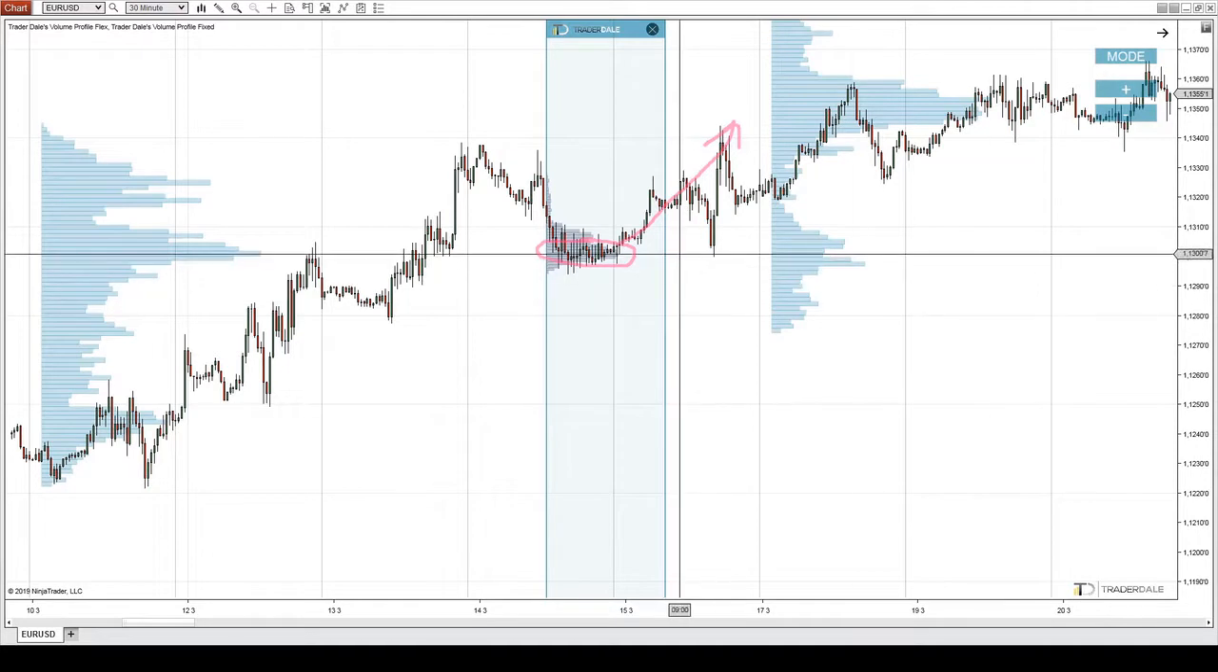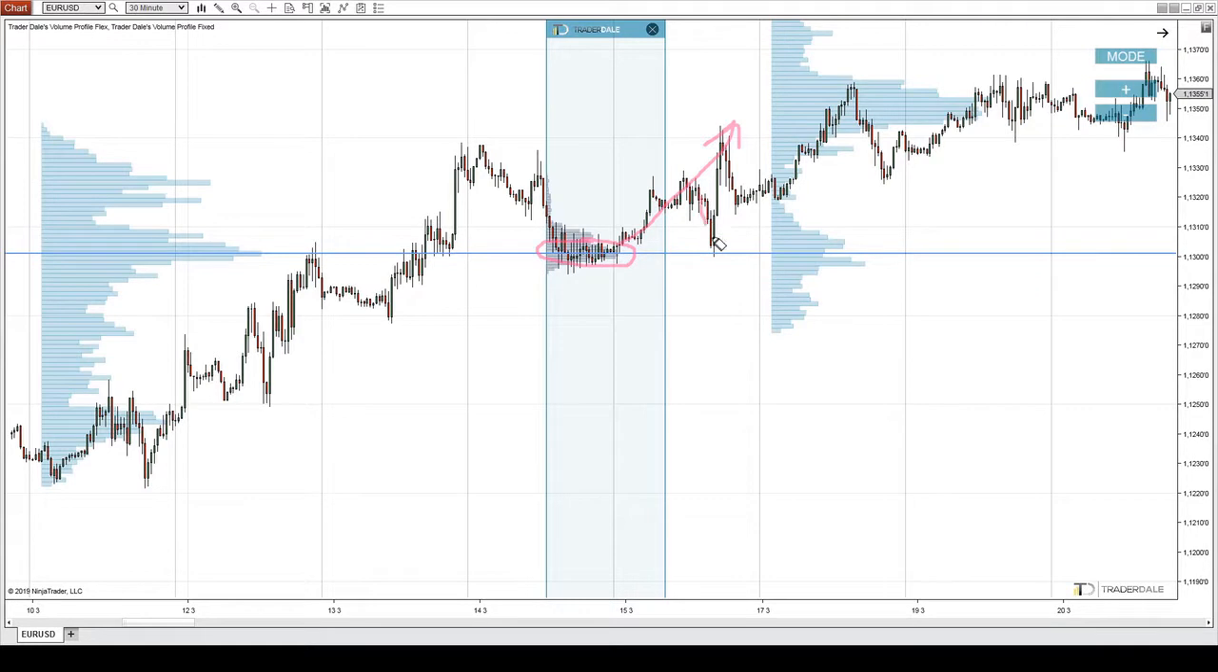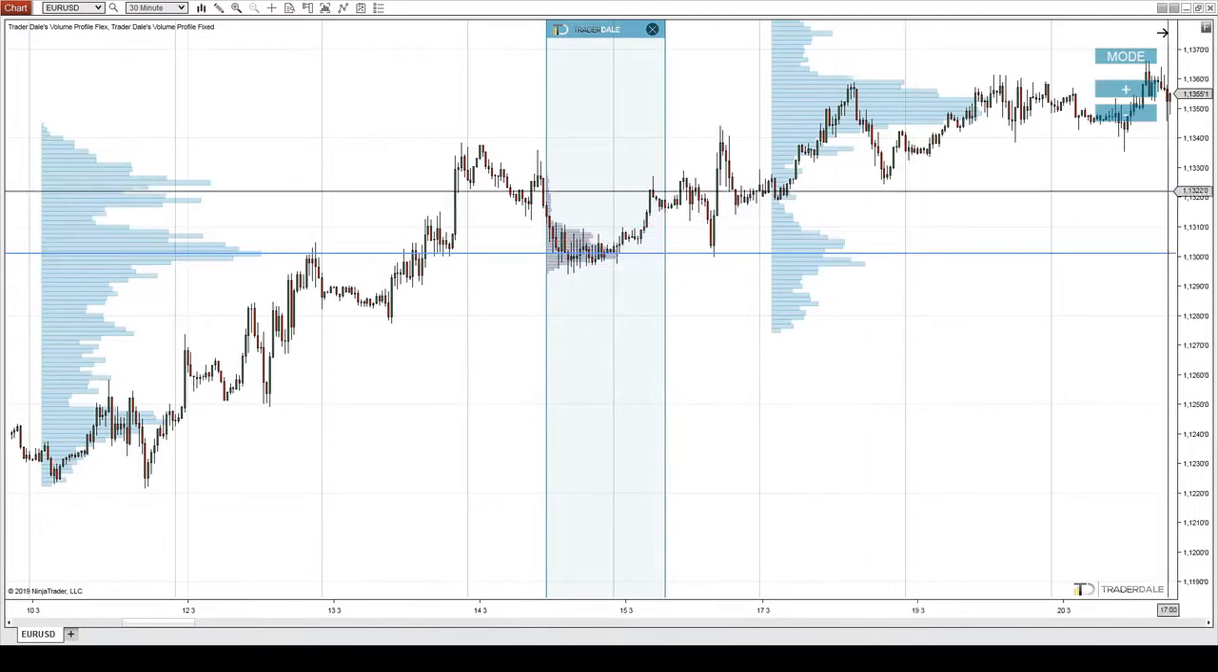So heaviest volumes were in here. Right now you can tell that there was nice reaction to the level, so it's easy to see it now. But let's imagine you don't see that, and you need to decide whether to take the trade or not.